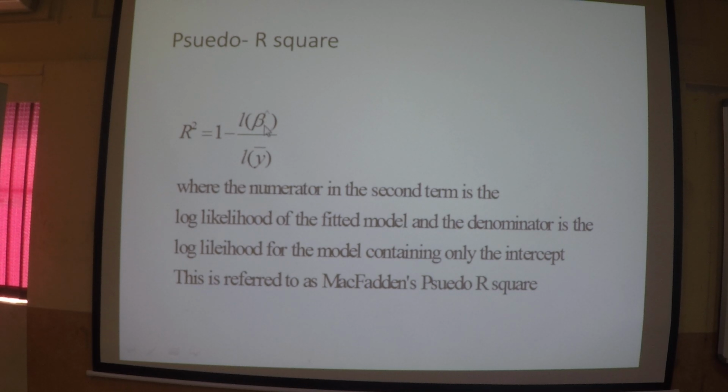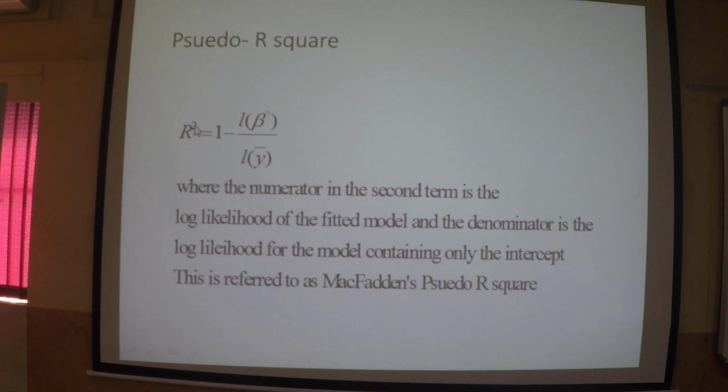So suppose this is minus 20 and this is minus 200. Then this ratio will be smaller, and therefore this fraction will be closer to 1. Whereas if the log likelihoods of the restricted and unrestricted models are identical, then this will be 1 and the R square will be 0. That's why this is called McFadden's pseudo-R square.